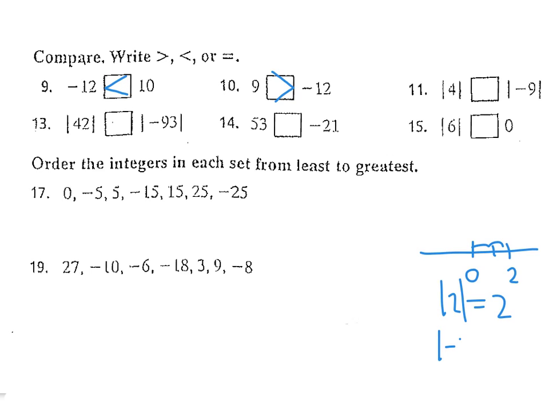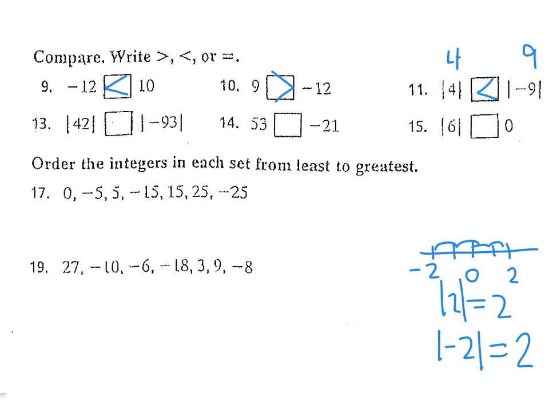Similarly, absolute value of negative 2 would be here. It's 2 places from 0. So absolute value of negative 2 is positive 2. So if you take a look up here, absolute value of 4 is 4 spaces from 0. So that's really the same as 4. And absolute value of negative 9 is 9 spaces from 0. So absolute value of negative 9 is 9. So 4 is less than 9.